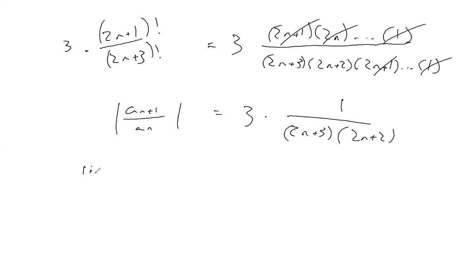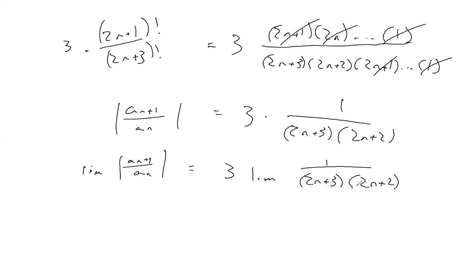And now what do I need? I need to find the limit of an plus 1 over an. So what is the limit of this thing? Well, I can bring the 3 outside the limit, right? And say it's equal to this limit. And if you wanted to, you could multiply this out and see it was 4n squared plus blah, blah, blah. But that's not really necessary, right?